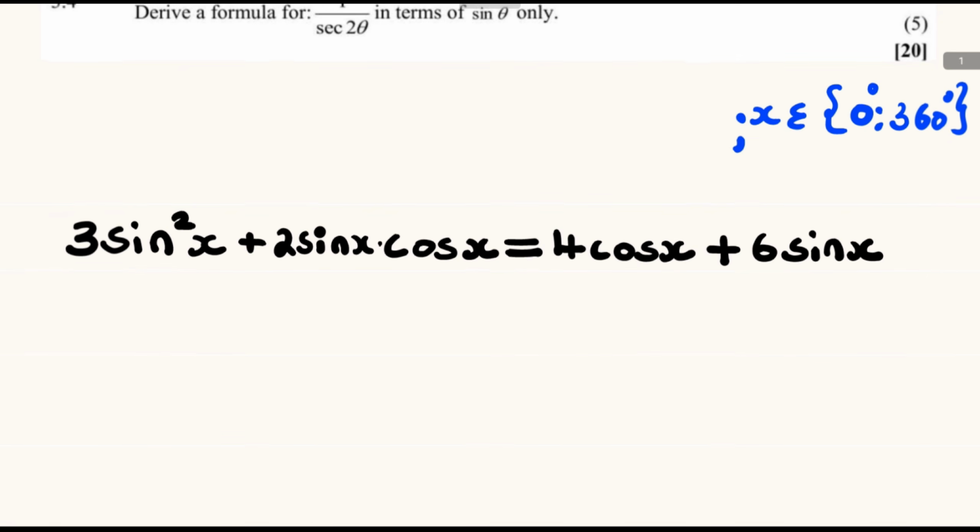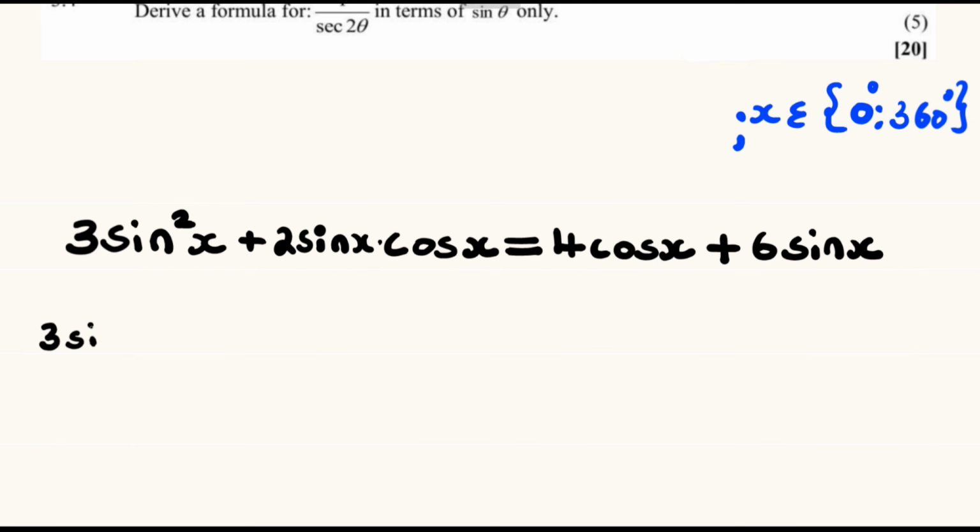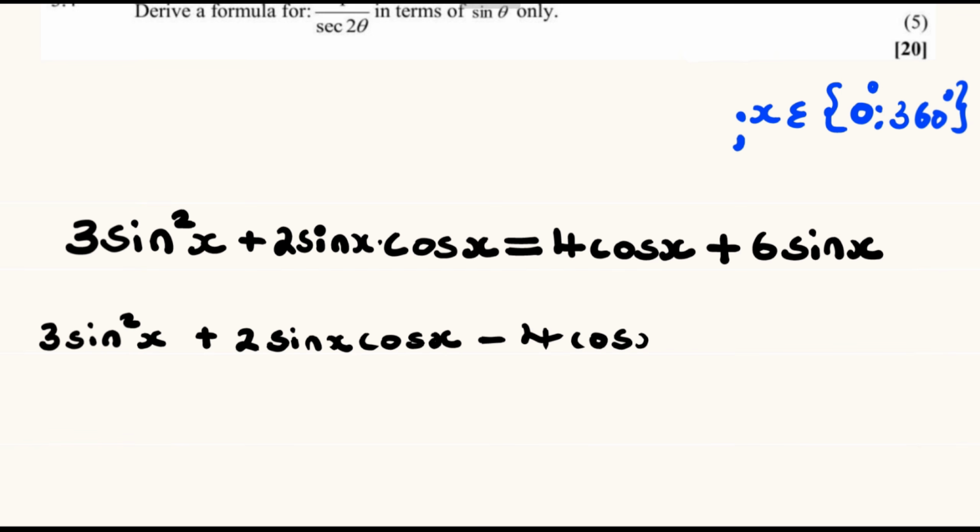We have the 3 sin squared x plus 2 sin x multiplied by the cos x. We move the 4 cos x to the left, it will change sign to negative 4 cos x, and moving the 6 sin x, it will change sign to negative 6 sin x, and this will be equal to 0.